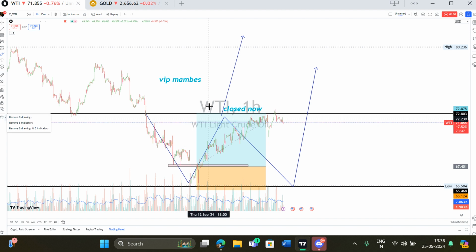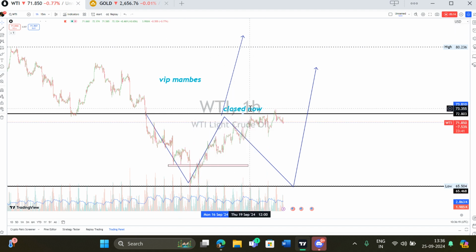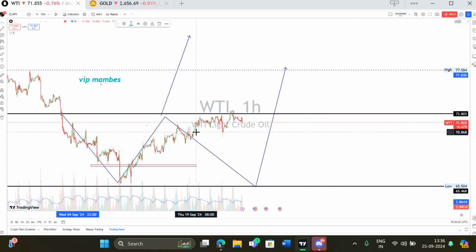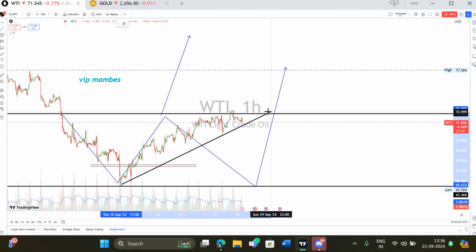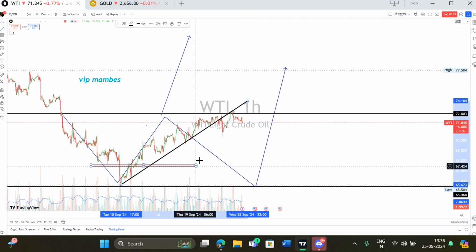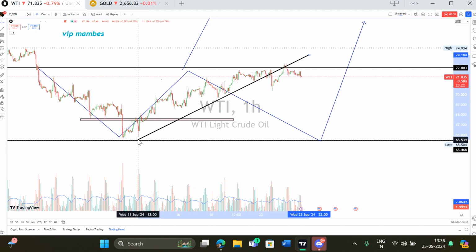So this is the support level. This is resistance. We already closed here, and closed now. We already closed it. But right now we didn't get any right entry. If I see, this is the logical. It's already retesting the trend line here. If you see here, and then we have.